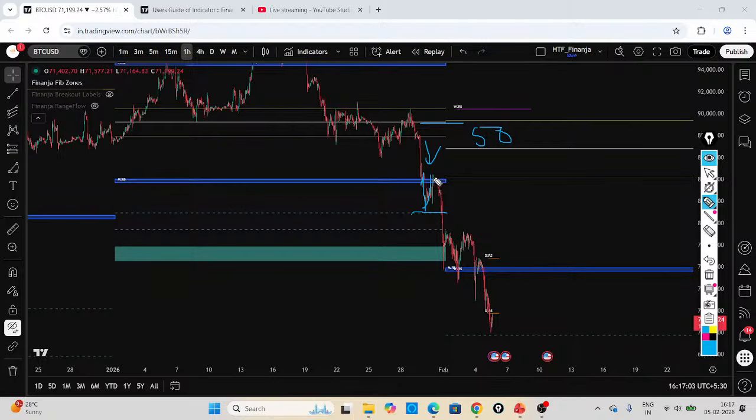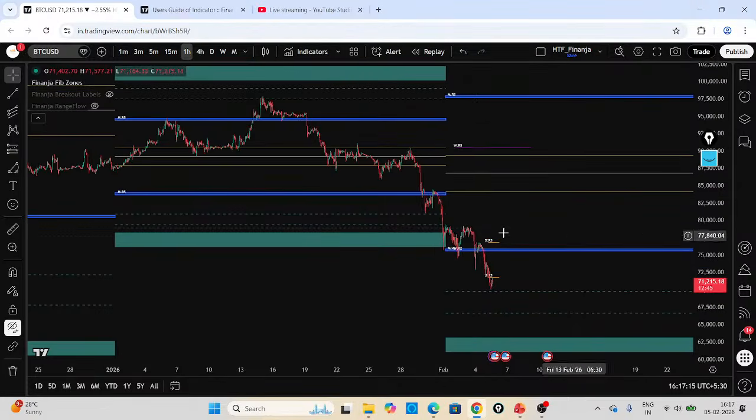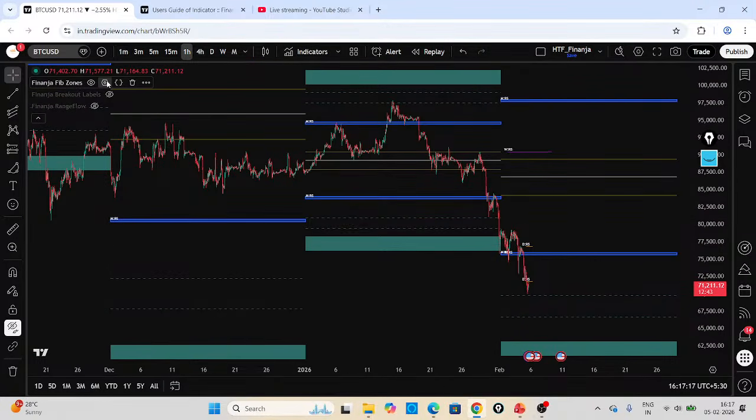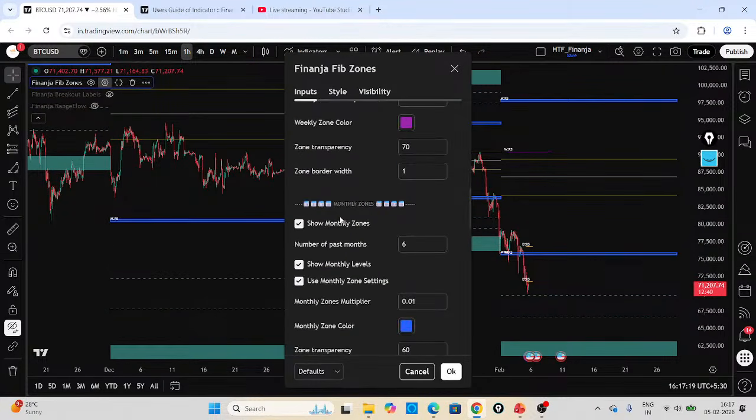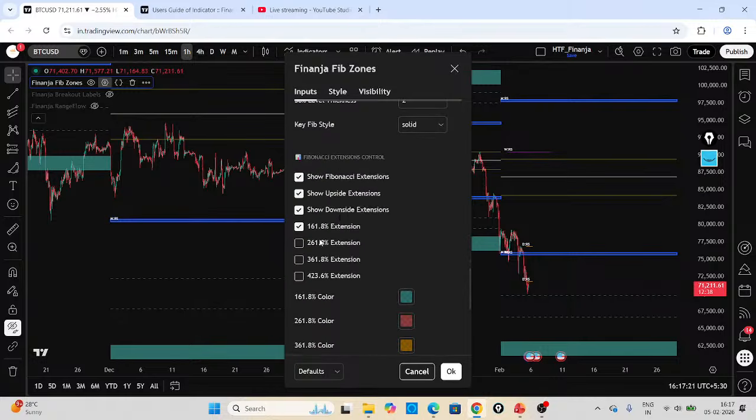One shot, one pullback, then again the market came down. Okay, and it moved to the next levels also. How exactly can you use the extension levels? Okay, extension levels, you can see, I'll switch on 261.8.